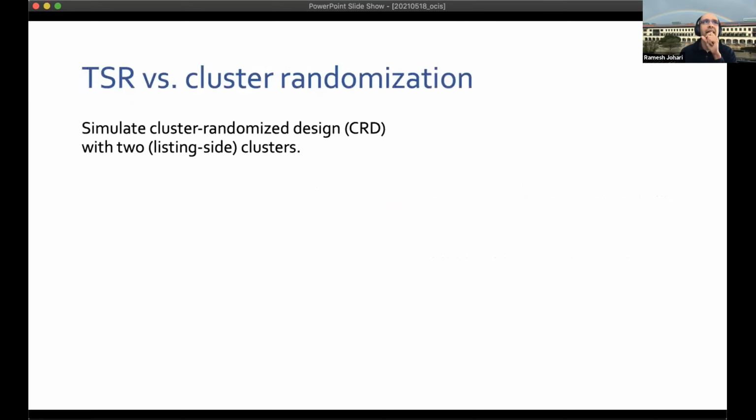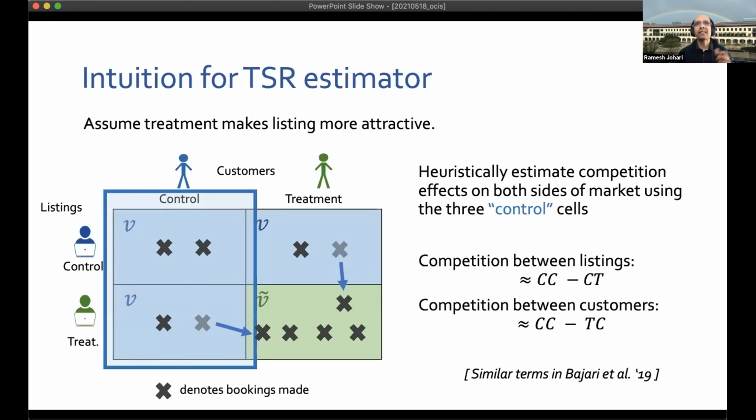So what we find is that if you use this kind of correction, then this actually allows you to debias beyond just this idea of interpolation. And that debiasing is part of what gives rise to better performance in intermediate regimes of market balance. You're actually able to capture competition effects by leveraging these four cells.